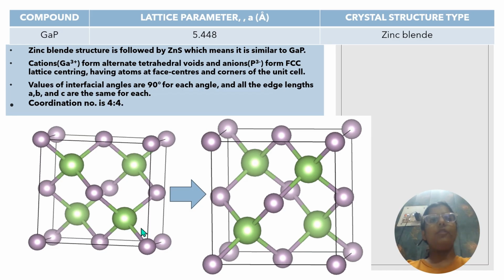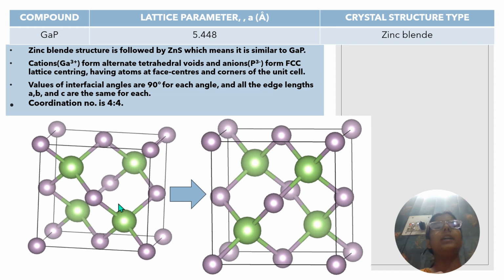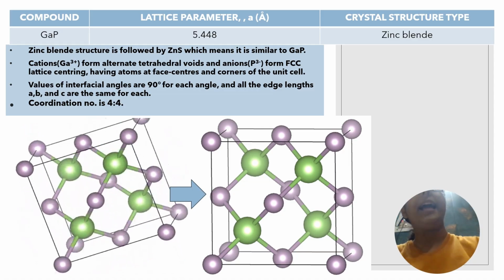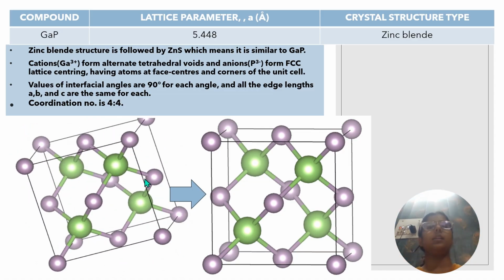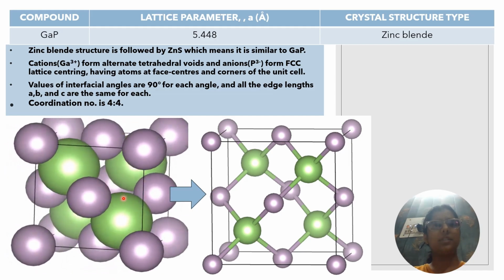Now for the structure of gallium phosphide, it follows the crystal structure type of zinc blende, which means that the cations occupy alternate tetrahedral voids and the anion makes the FCC lattice, which is the face centered cubic lattice. Now seeing the crystal structure, the green atoms are gallium and the purple atoms are phosphorus atoms.